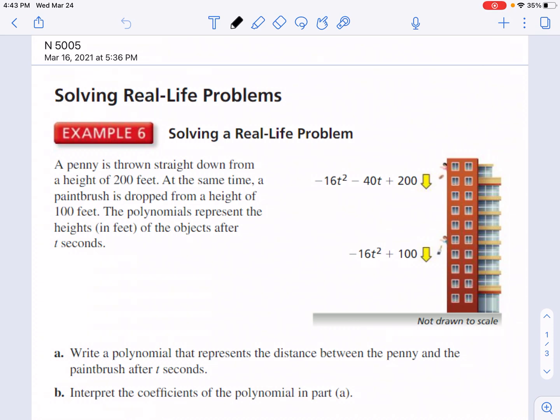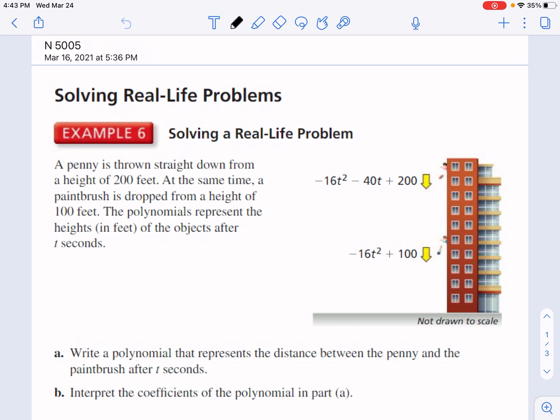All right, so what we're looking at here is solving real-life problems with adding and subtracting polynomials. Specifically, I want to look at this first problem, and then we can do the other two problems in class. The first one involves a penny that is thrown straight down from a height of 200 feet. At the same time, a paintbrush is dropped from a height of 100 feet. The polynomials represent the heights of the objects after t seconds, okay?